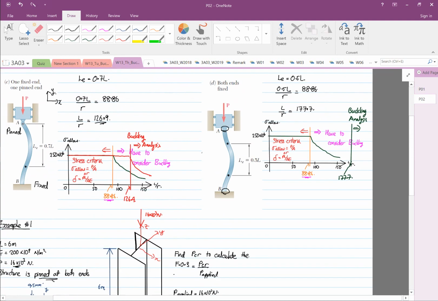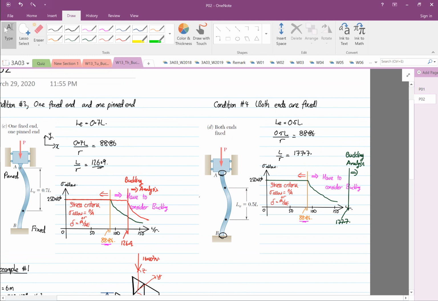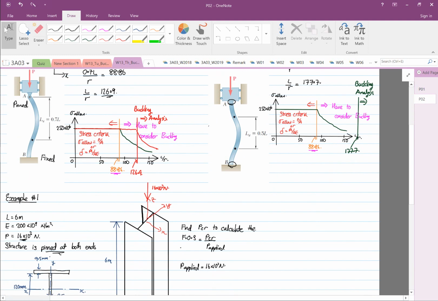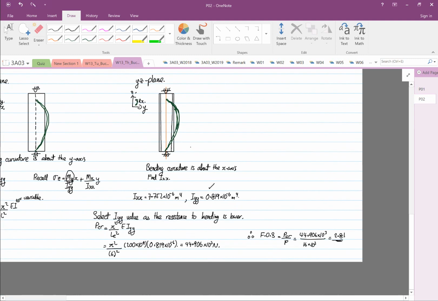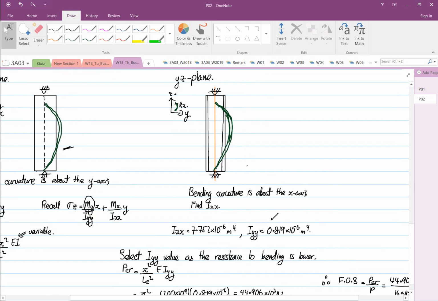What we have learned today is that it's critical to know our slenderness ratio, L over r, and also, with this example, when to use Ixx or Iyy. It all depends on the bending curvature. For this case, it's about the y-axis, so you look at Iyy. For this case, the bending or curvature is about the x-axis, so we're going to use Ixx.